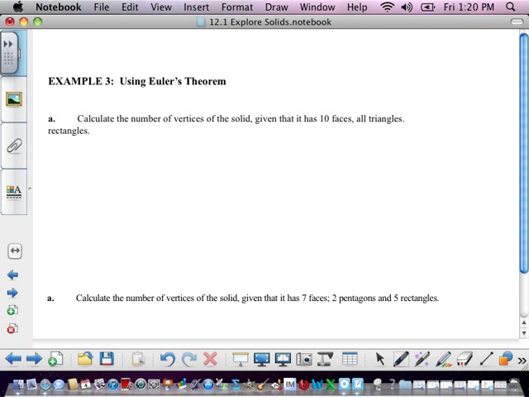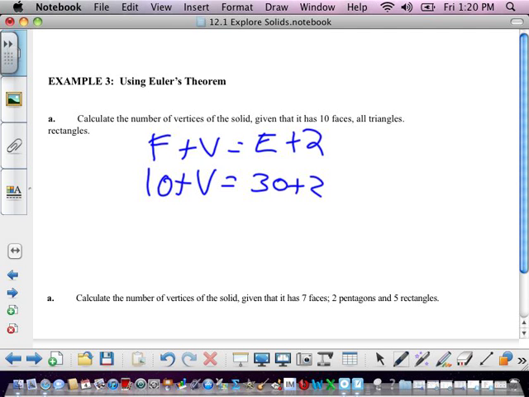Okay, calculate the number of vertices of a solid given that it has 10 faces and they're all triangles. Okay, we know the formula is faces plus vertices equals edges plus 2. Well, we know how many faces. We're supposed to figure out how many vertices, and how many edges if they're all triangles. So that's how many one triangle has. How many triangles are there? So how many edges does it have? Okay, let's see. So 30 plus 2, so we get 32. Subtract 10, we get vertices is.